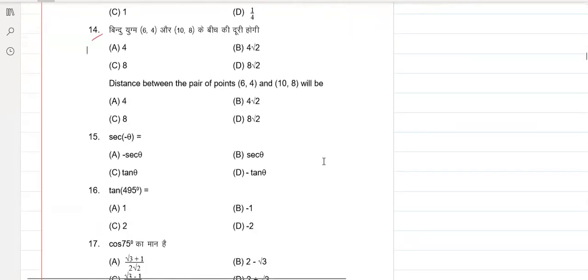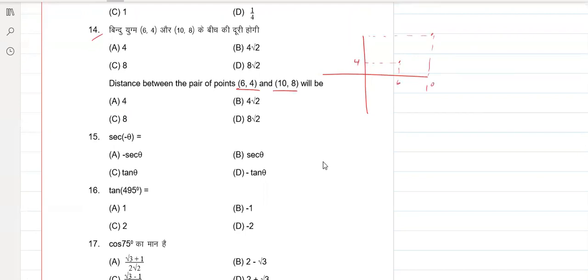Number 14. Looking at number 14, the distance between the pair of points 6, 4 and 10, 8. You can use the distance formula, or you can just draw a nice diagram. So we have 6, that is 4, and then 10 and 8. 10 is somewhere around here, and 8 we go up.